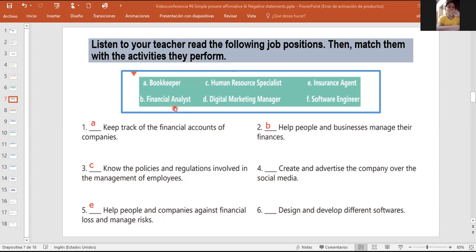Okay. Financial analyst. Financial analyst. Exactly. Financial analyst. Help people and businesses manage their finances. Help people and businesses manage their finances. Repeat. Help people and businesses.